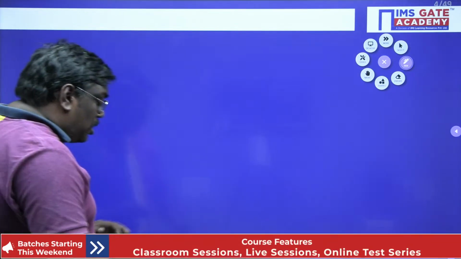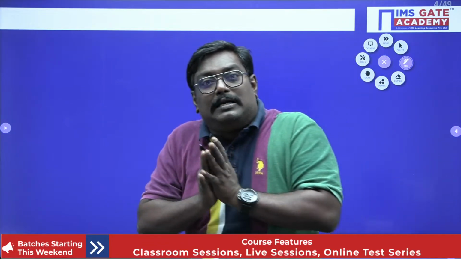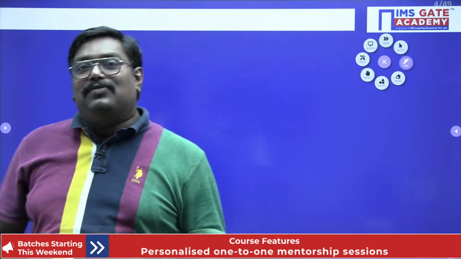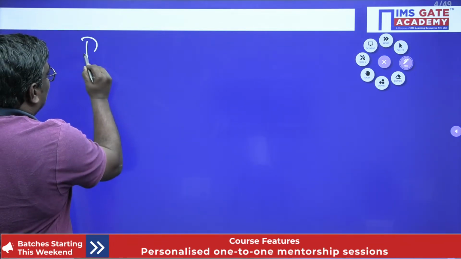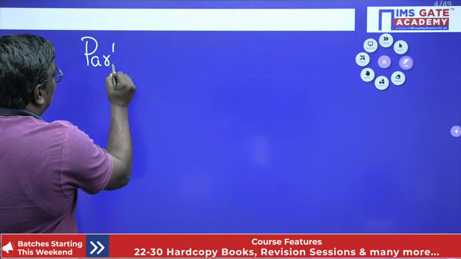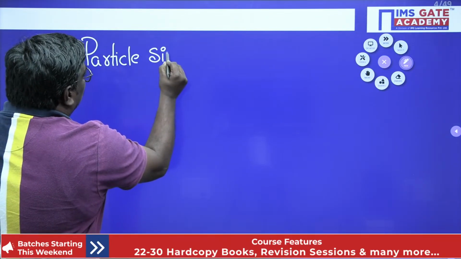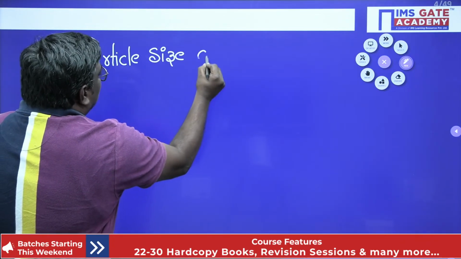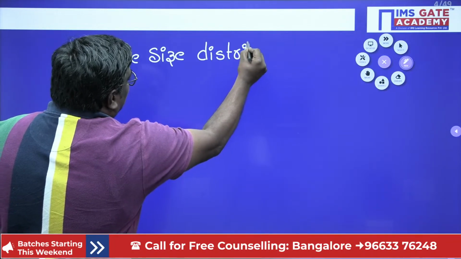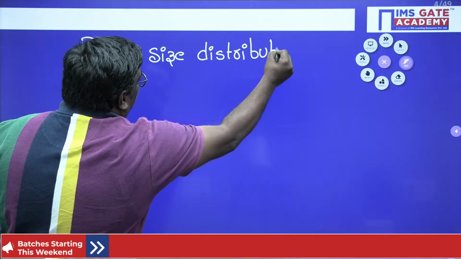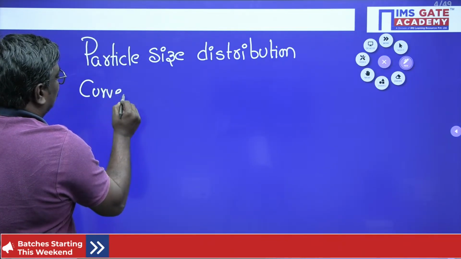So through the index properties, you are going to classify the soil. Let us understand one important graph, that is nothing but the particle size distribution curve. See, my dear students, in most of my lectures I have been telling this. What do you mean by particle size distribution curve?